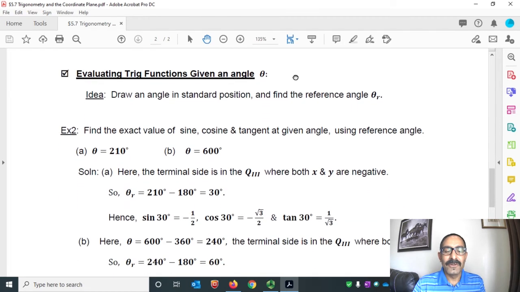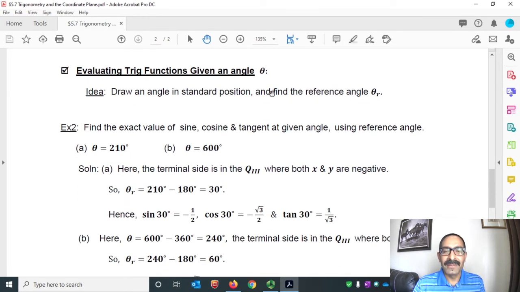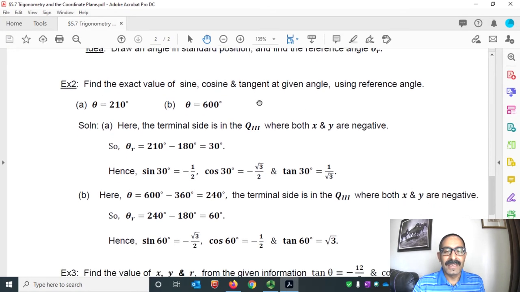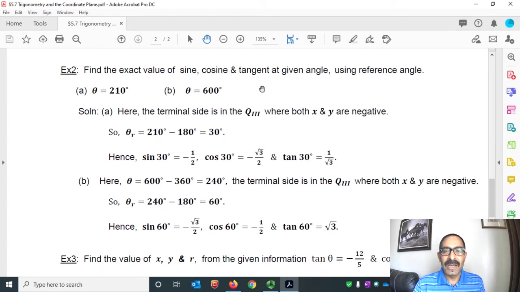Next, evaluating the trig functions given an angle theta. So the idea is to draw an angle in standard position, find the reference angle theta r, and then use the formula. So example 2, find the exact value of sine, cosine, and tangent at a given angle using the reference angle. The given angle is part A, theta equals 210 degrees, and part B, theta equals 600 degrees.